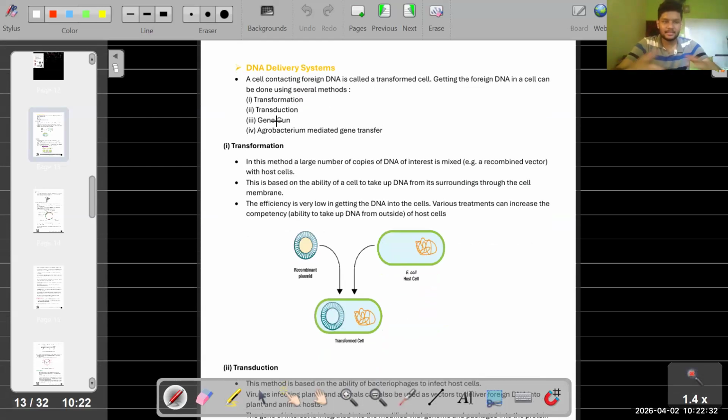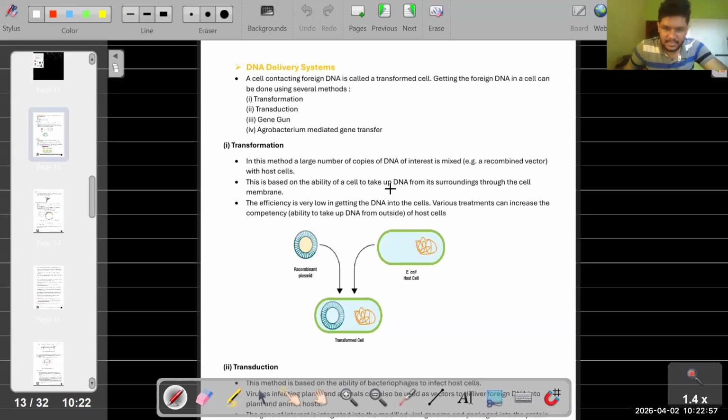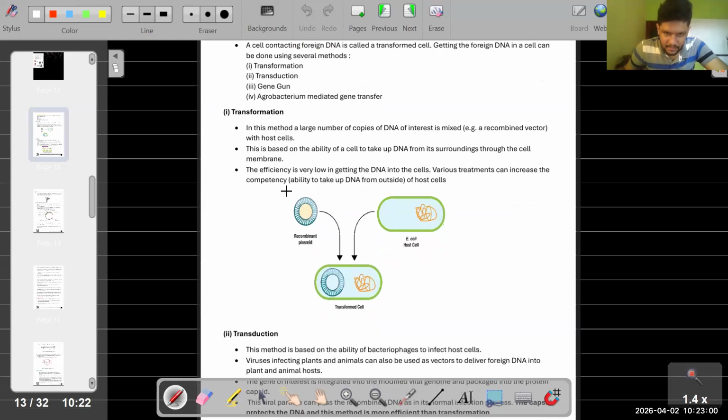Mix doesn't mean mixing drinks or something. It doesn't connect like that. Mixing here means inserting; that is the knowledge they are trying to convey. The second one is that this is based on the ability of a cell to take up the DNA from its surroundings through the cell membrane. See here, this is the recombinant vector they have given, and there is a bacterial host cell. Can you see?